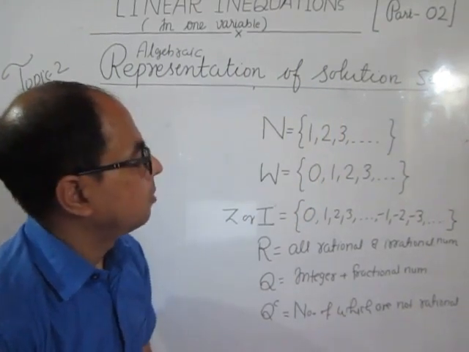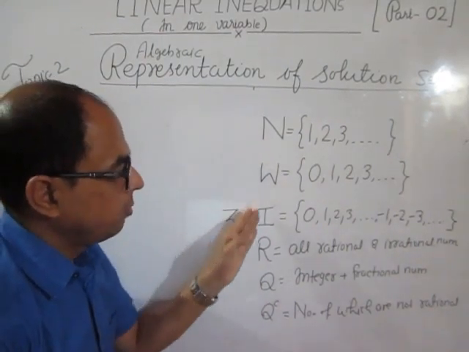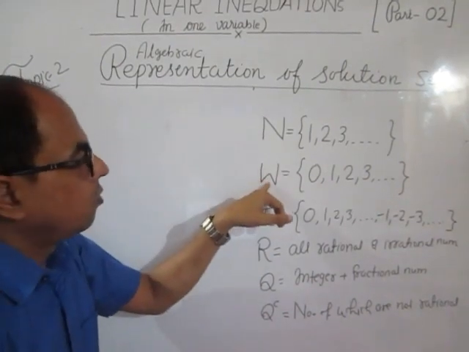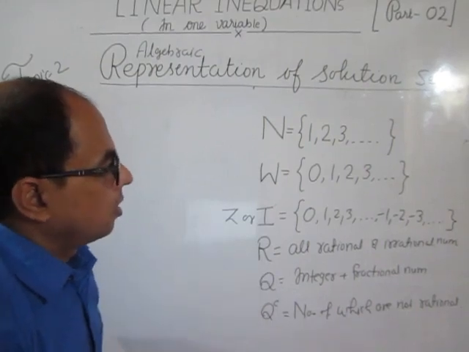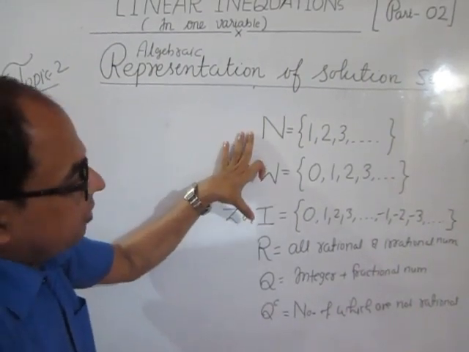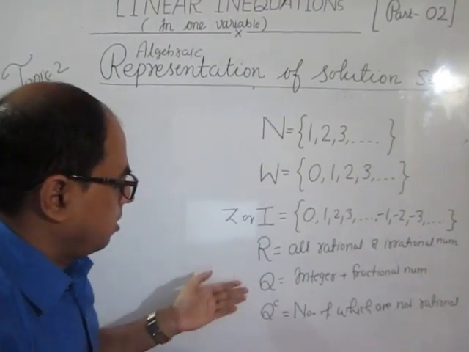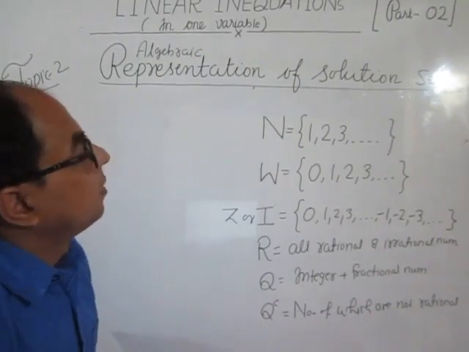So before discussing this topic, representation of solution set, let me recall the replacement sets that we discussed in the previous part. These are the main replacement sets that you will be given in the question: set of natural numbers, set of whole numbers, set of integers and set of real numbers. Generally these four sets are given in questions, but you may be given these two sets, set of rational numbers and set of irrational numbers, also.